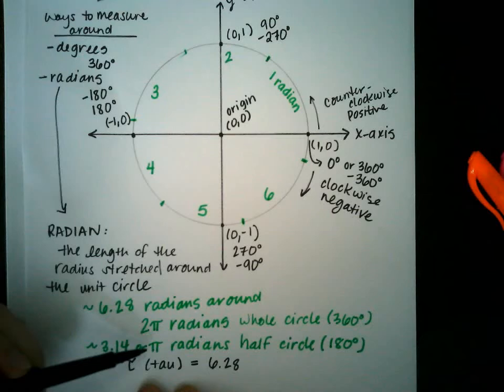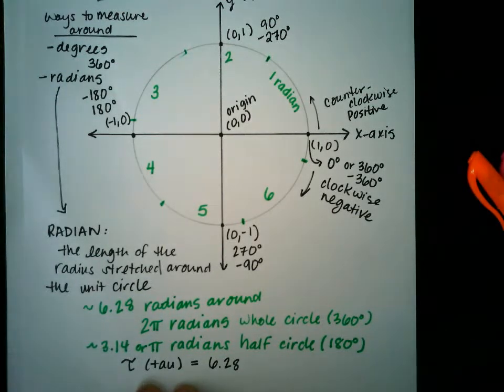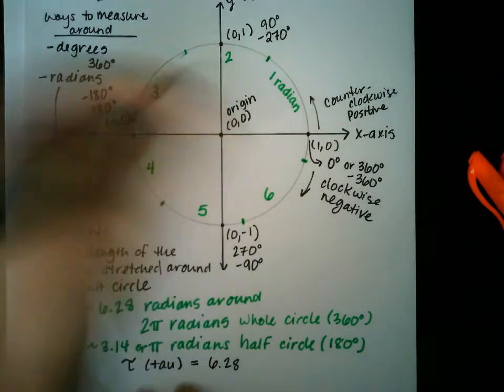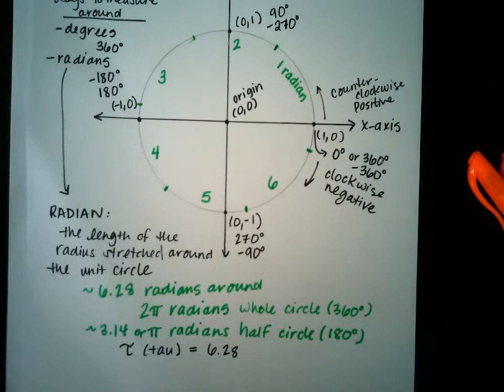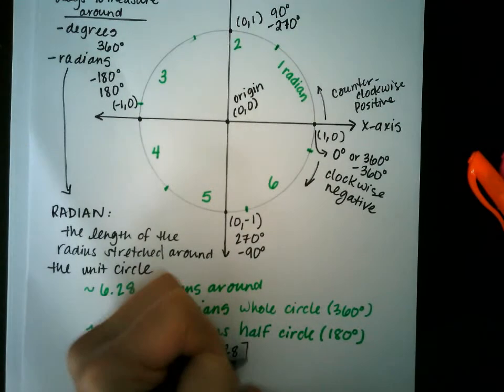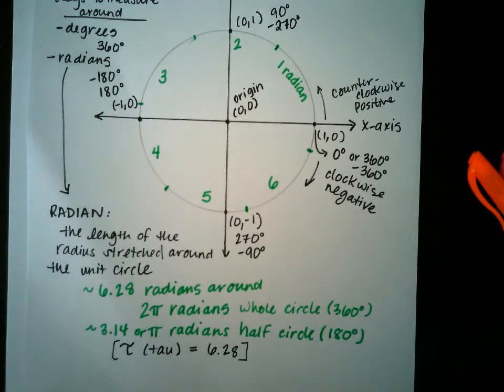So a lot of mathematicians think that it makes more sense to measure around the whole circle instead of just half at a time. But we won't use tau in this class. You might use it in math classes in future, like in college and stuff.